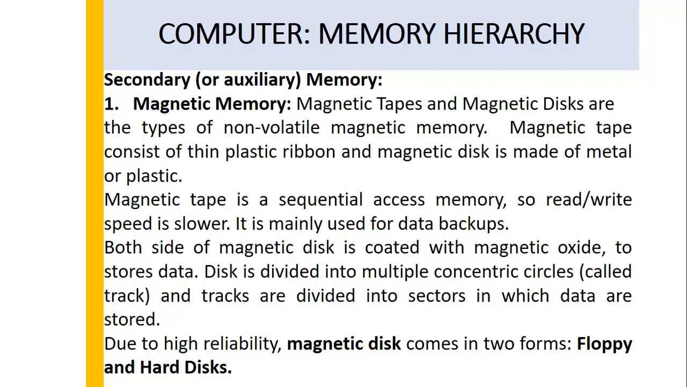Both sides of a magnetic disk are coated with magnetic oxide to store data. This is divided into multiple concentric circles called tracks, and tracks are further divided into sectors in which the data is actually stored. So whenever we are trying to search some data, first it will move to the particular track in which the data is. Then from that track it will find the sector in which the data is stored. Due to higher reliability, magnetic disks come in two forms: floppy disk and hard disk.